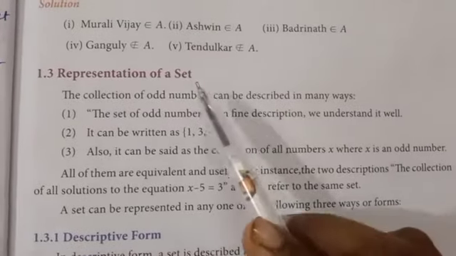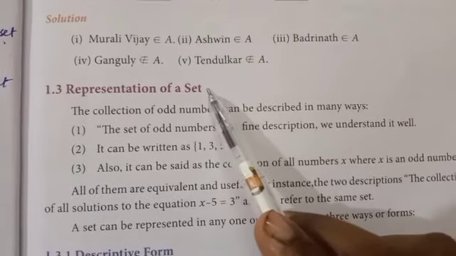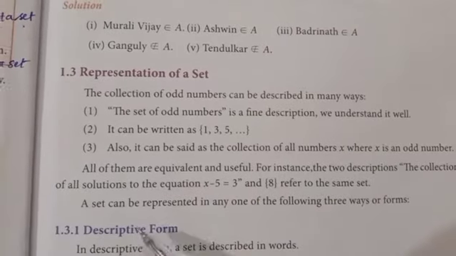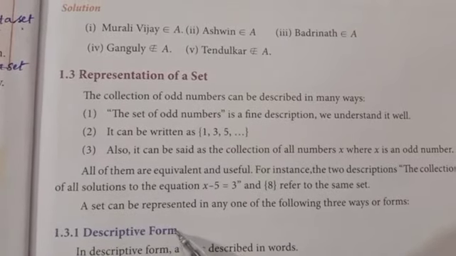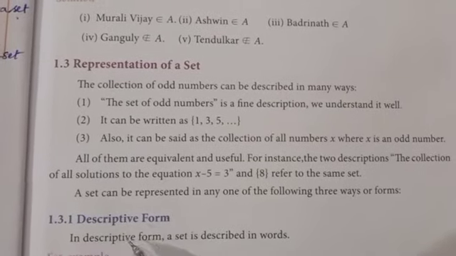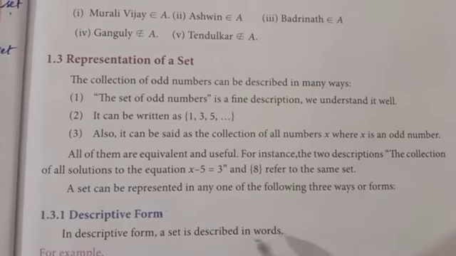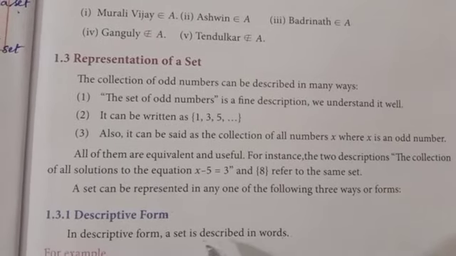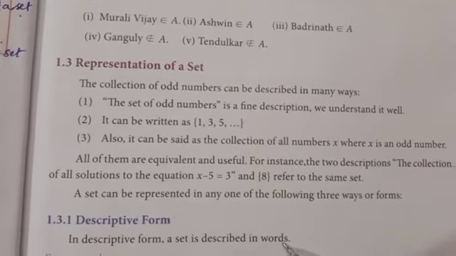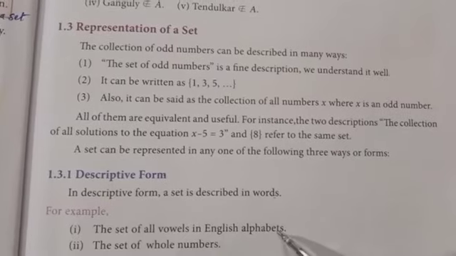Students, now the representation of a set. For the representation of a set, we have three methods. First method is the descriptive form. What is the meaning of descriptive form? The descriptive form means the set is described in words. We have to write in words, without symbols. The set is described in words. For example, the set of all vowels in the English alphabet.